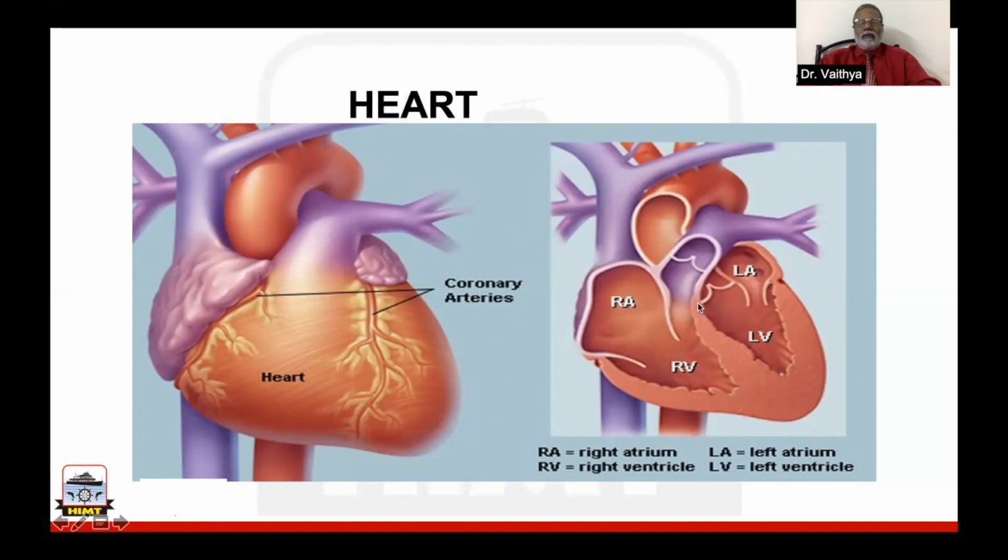What is the necessity for this wall of partition? Because the right portion of the heart carries blood without oxygen, and the left portion of the heart carries blood with oxygen. These two bloods, without oxygen and with oxygen, are not supposed to mix. That's why we have a wall of partition inside the heart.